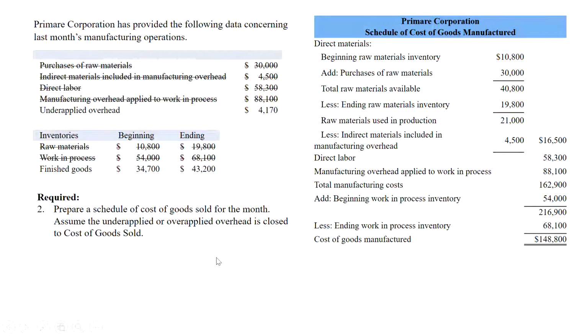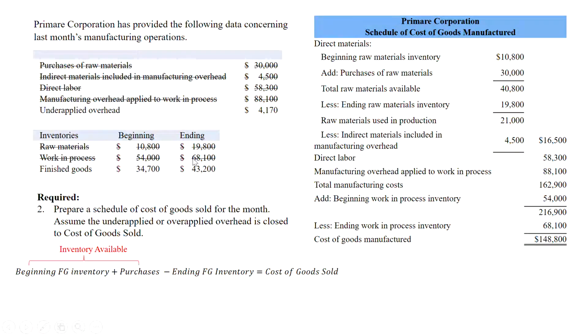So I'm just clearing out some white space here. So we're just looking at requirement 2. And again, I've stricken out all the information that I don't need. So go back to that formula from your Intro to Financial Accounting class. Beginning finished goods plus purchases minus ending finished goods is cost of goods sold. I just need to tweak it just a little bit for somebody who actually manufactures stuff.